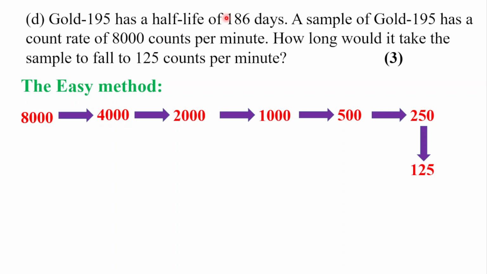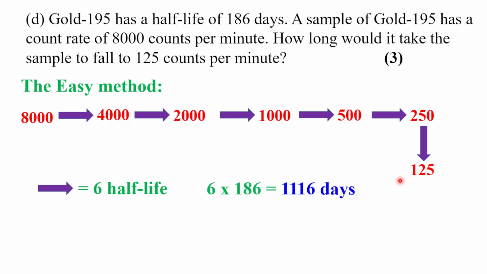And what you need to know is that the half-life here is 186 days, right? So how many half-lives? The number of arrows that I drew right here actually represents the number of half-lives. The number of arrows there is 6. That means it takes 6 half-lives to reach 125, right? So what you're going to do is multiply that by the number of days. So 6 half-lives multiplied by 186 days gives us 1,116 days. All right? So that's how long it will take to break down.